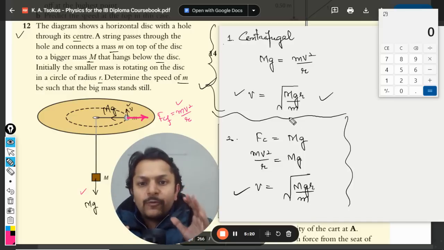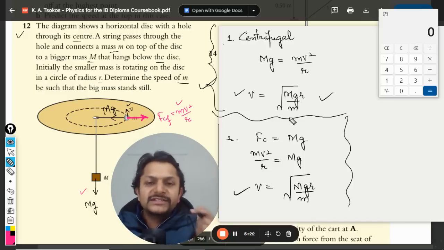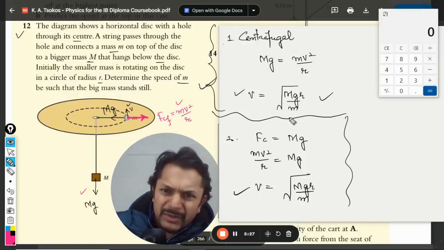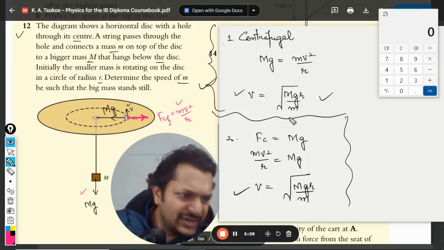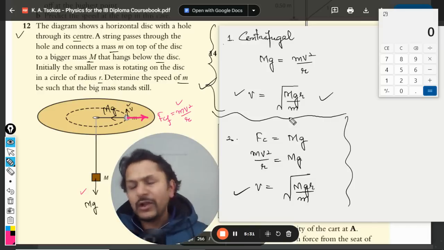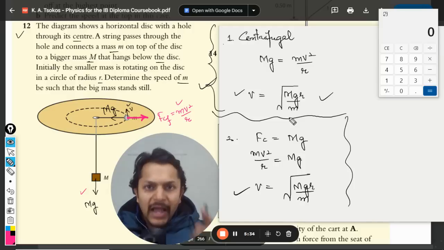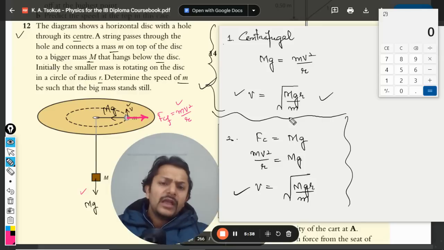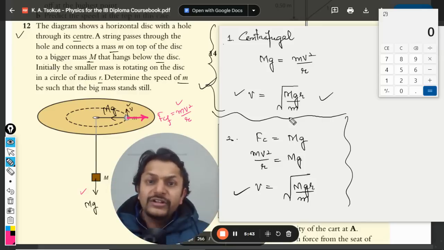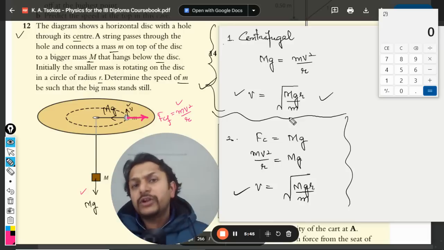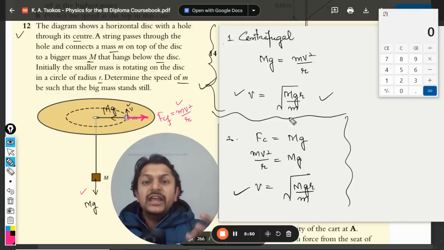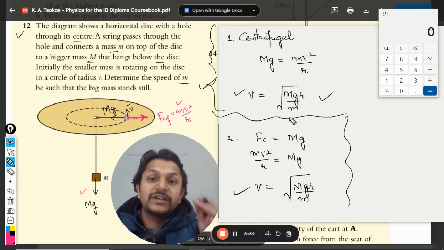So why did I cite this example? Number one, this question has been asked by IB in previous years. I think it was asked in paper two. I think recently they have asked. I don't recall, might be paper one recently, 2022 or 21. Number one reason is that. Number two reason is that I wanted to discuss horizontal circular motion. This is one of the most important examples to be cited in the cases of horizontal circle. And point number three, I wanted to clarify the concept of centripetal and centrifugal.